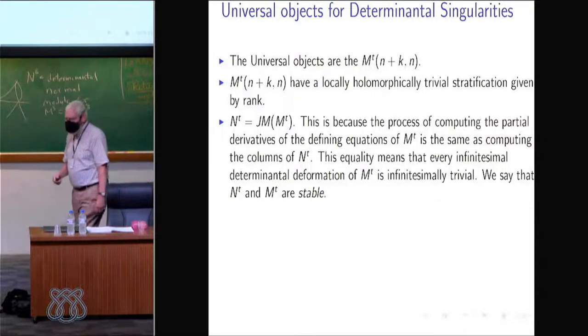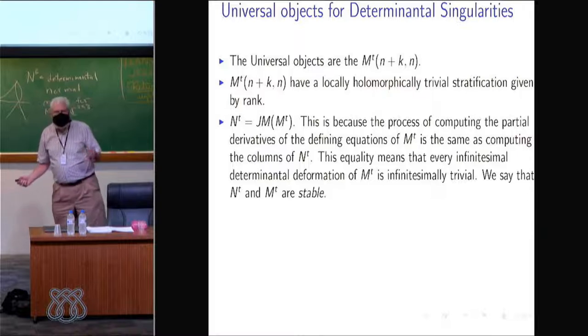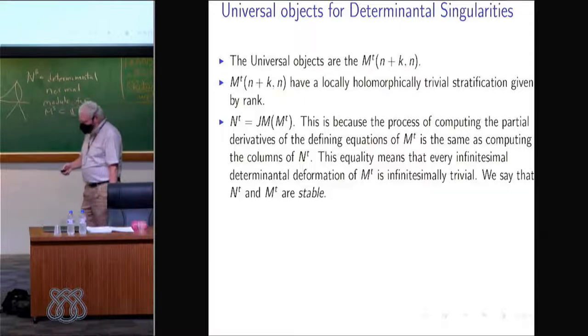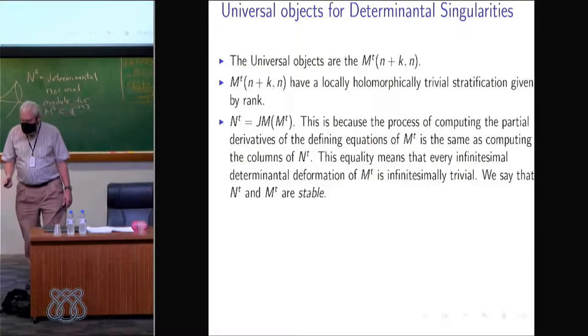So what that means is that every infinitesimal determinantal deformation is infinitesimally trivial. That's what it means to have the equality of these two things. Because they're trivial, we say that NT and MT are stable. This is an adjective that goes both with the set and the normal module.